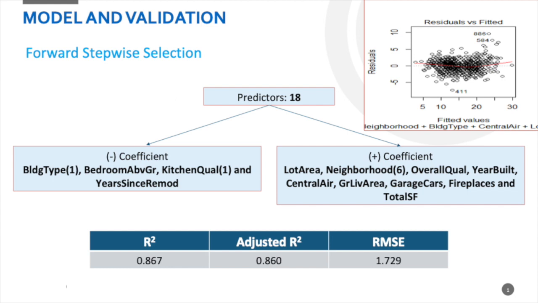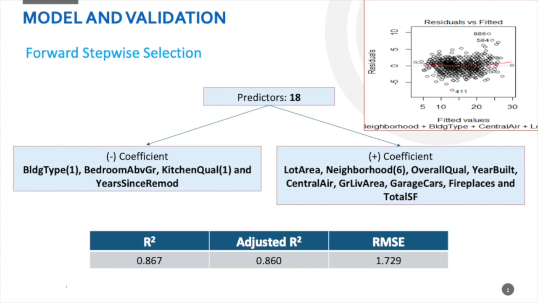The model displayed in this slide compares the residuals versus the fitted variables. Additionally, we used tenfold cross-validation, and both train and test gave the same positive and negative coefficients for R-squared, adjusted R-squared, and root mean square error, or RMSE. As a result, you will notice R-squared is 86.7%, while the RMSE is 1.729.